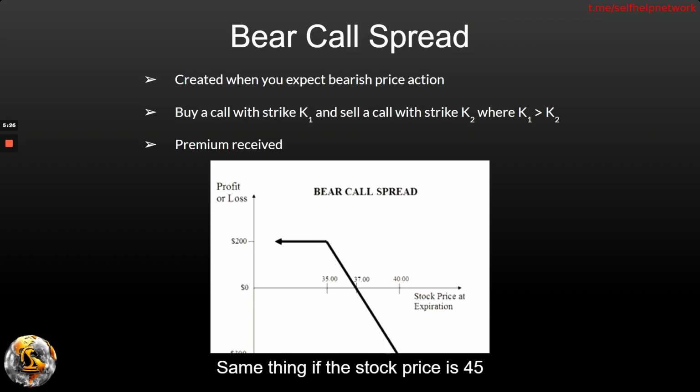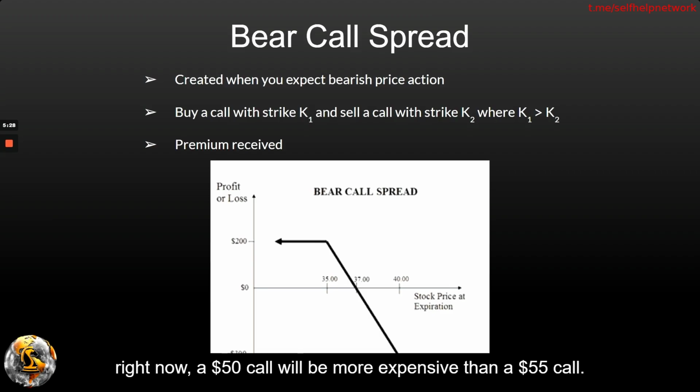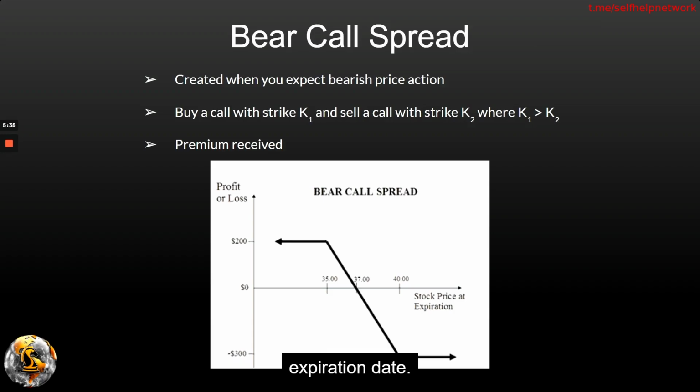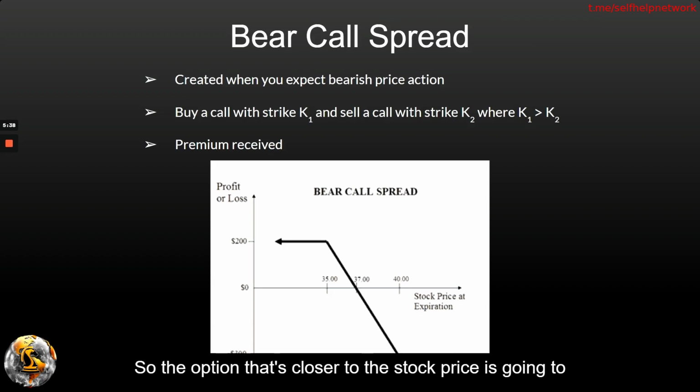Same thing, if the stock price is 45 right now, a $50 call will be more expensive than a $55 call. Why? Because it has a higher chance of being profitable on expiration date. So the option that's closer to the stock price is going to be more expensive. That should be intuitive to you guys. So in this case, let's say we have a stock price at 30, okay?